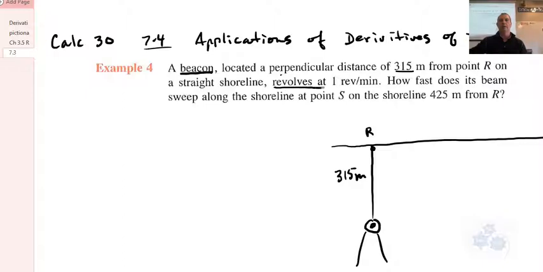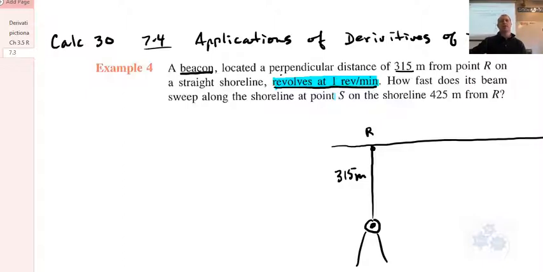Now, this piece of information right here is interesting. It revolves at 1 revolution per minute. So when we have revolutions per minute, that's a rate of change, right? It's something per something else. We can't use revolutions as a variable. But what can we use as a variable that we have been using in questions like this? What is 1 revolution?